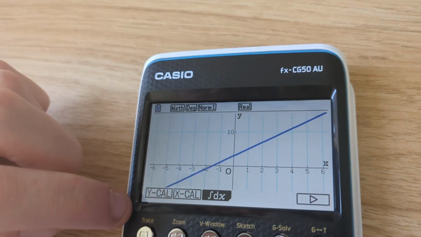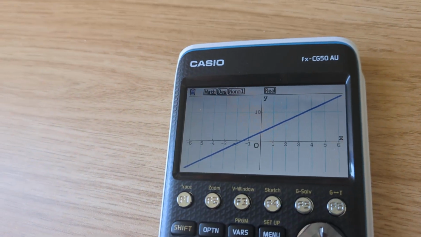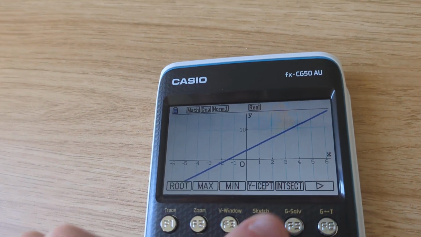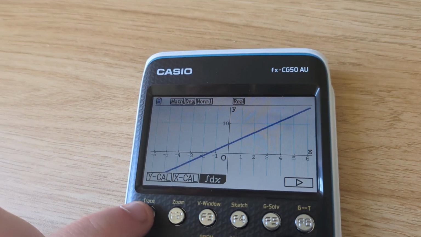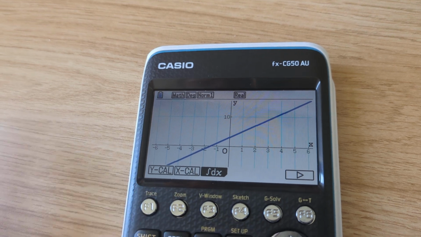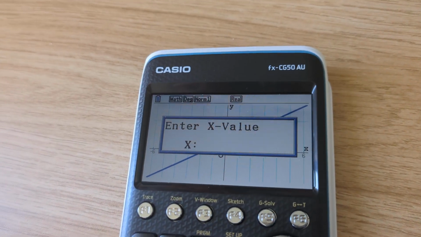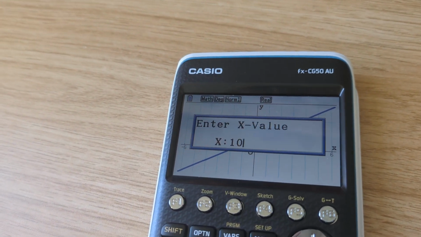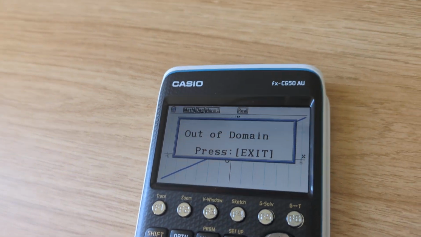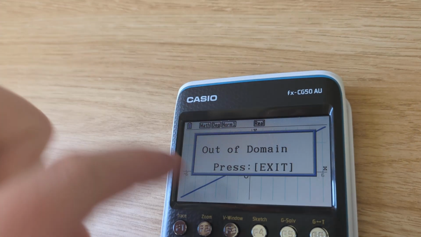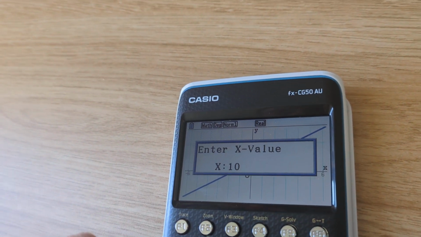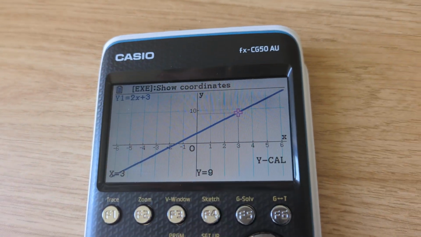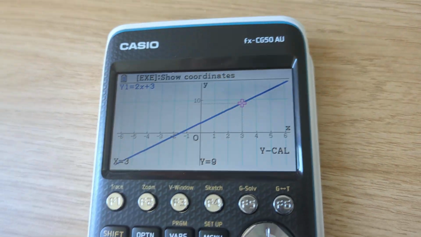So let's say I want to find out how much money I would have in 5 weeks, for example. We go G-Solve over to Y-Calc. So y is the number at the start of the equation. We have to put our x value in. X is the number of weeks that I've had my pocket money for. So let's say I've had my pocket money for 10 weeks. That's out of domain. I think that's just not in the graph, so we've got to do that again. Try 3 weeks. Cool. The 10 would be out here somewhere and it can't display it for us.